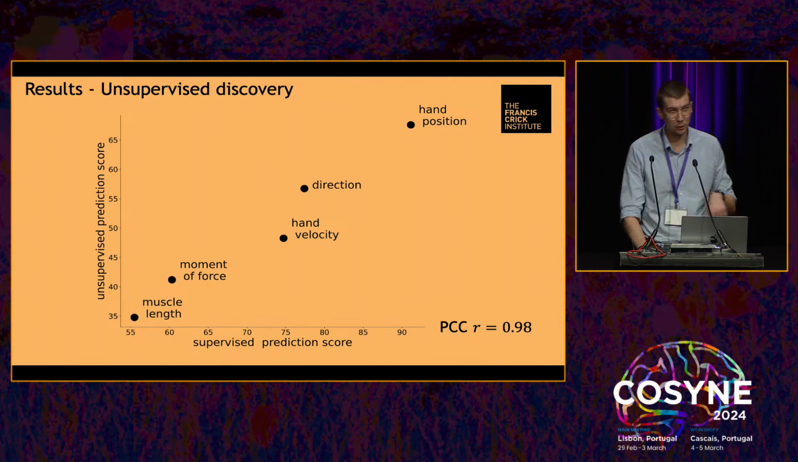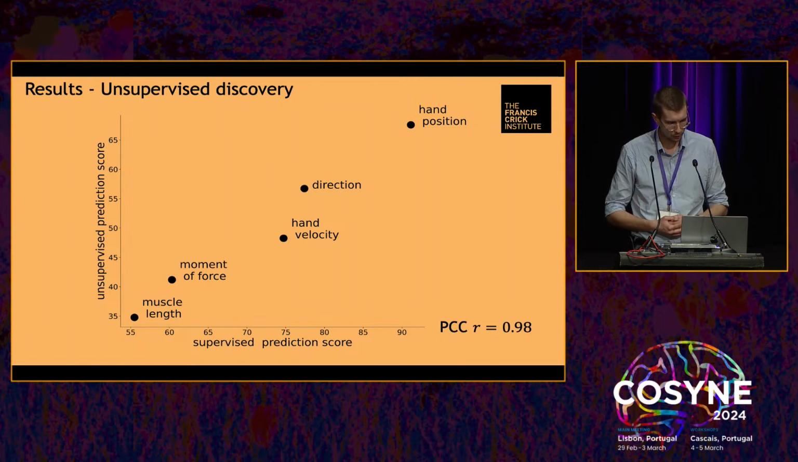You can find the supervised prediction score on the x-axis. And so you can see that the two correlate really well, with a Pearson correlation score of 0.98, which actually means that in these latent embeddings that are produced with only 3 dimensions, our model is able to weigh very well how much of each of these variables is encoded in the actual neural signal.